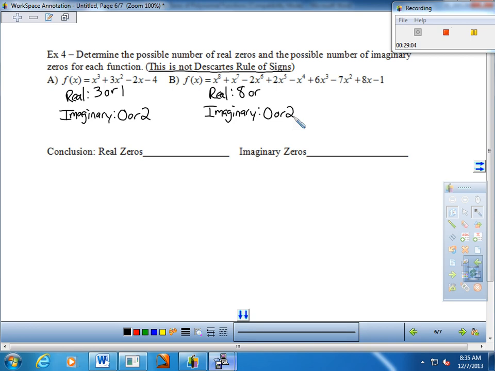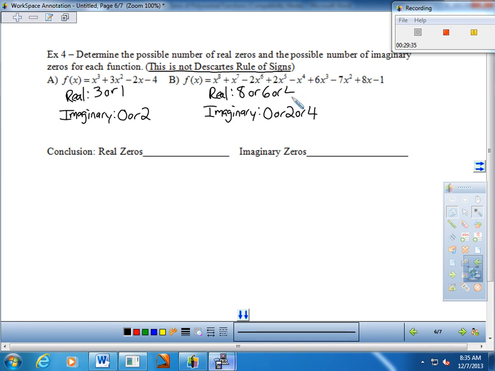And if there are 2 imaginaries, how many reals would that be for this particular function? Well, remember, there have to be 8 total. So this is a possible combination right there: a pair of imaginaries and the other 6 real. I can't have 3 imaginaries, but I can have 4. I can have 2 pairs of imaginaries, which would mean the other 4 would be real.